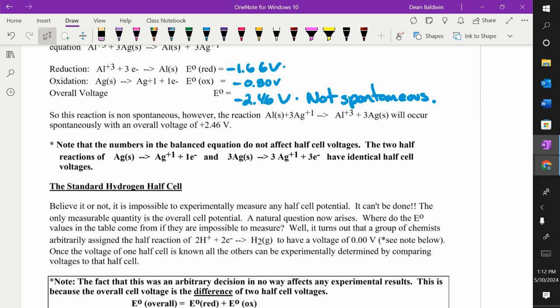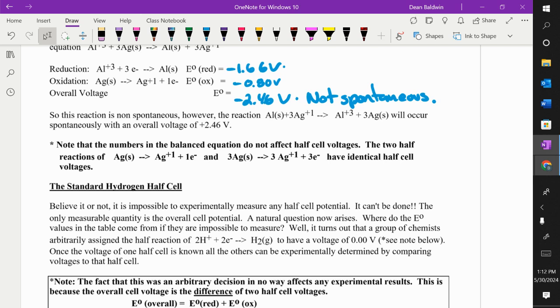So the number of electrons written in the half reaction does not determine if it's going to be a stronger voltage and things like that. It's dependent upon the concentrations. And I can show you this. There's an equation called the Nernst equation, and it has logs in it because we all love logs. I might show you today. We don't deal with that in this class. That's higher level chem.